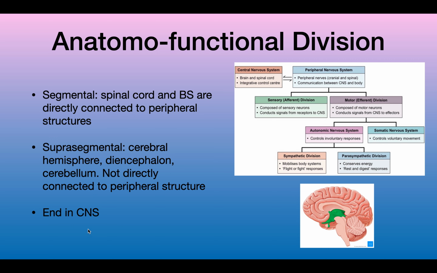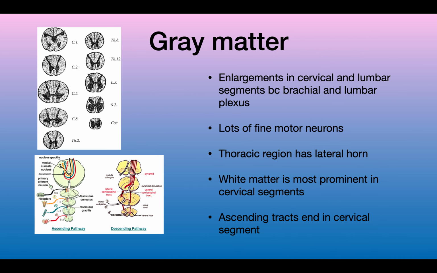Instead, it ends in the central nervous system. So it's really just limited to the brain and brainstem. Gray matter is going to be different as you go down the spinal cord. It's going to be large in the cervical and the lumbar region because that's where the brachial and the lumbar plexus are, and that has a lot of fine motor neurons, of course.